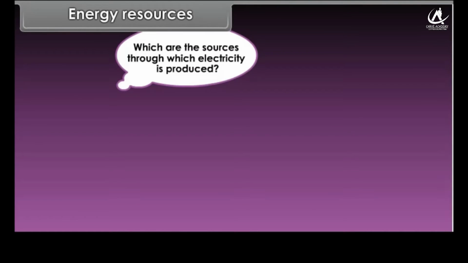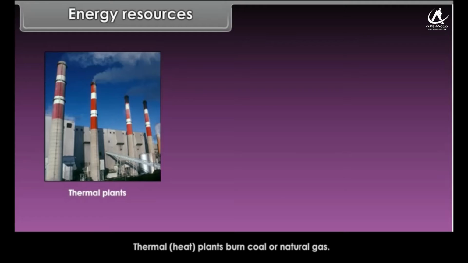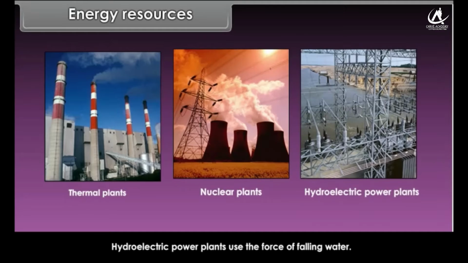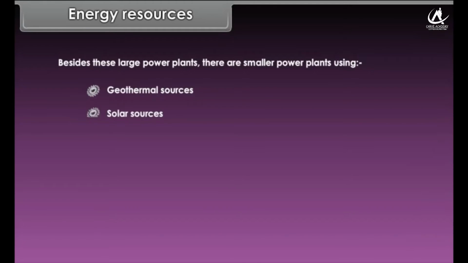Which are the sources through which electricity is produced? Electricity is produced from large power plants. Thermal or heat plants burn coal or natural gas. Nuclear plants use nuclear fuel such as uranium, thorium, etc. Hydroelectric power plants use the force of falling water. Besides these large power plants, there are smaller power plants using geothermal, solar, and wind sources.